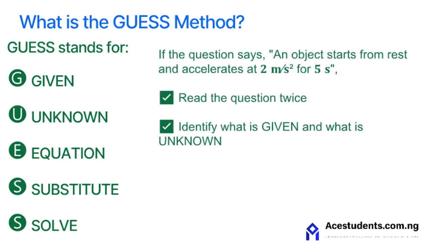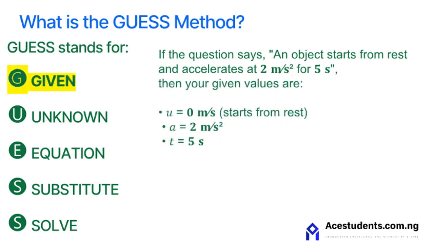Always begin by reading the question carefully. This helps you understand what is given and what is unknown, and ensures you catch every detail. Step 1. G is for given. After carefully reading the question, write out the given parameters from the question. In this case, initial velocity equals 0 meter per second. Acceleration equals 2 meter per second squared.